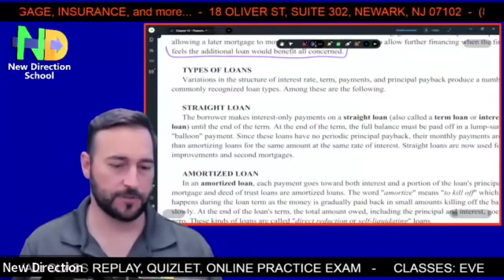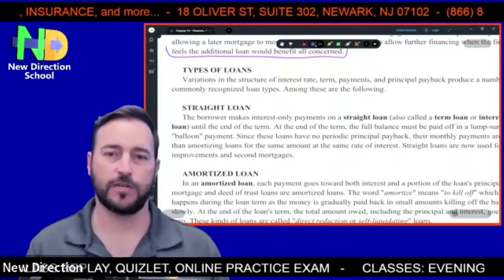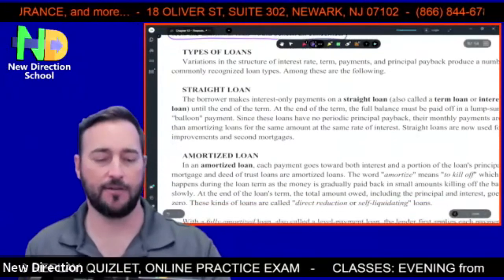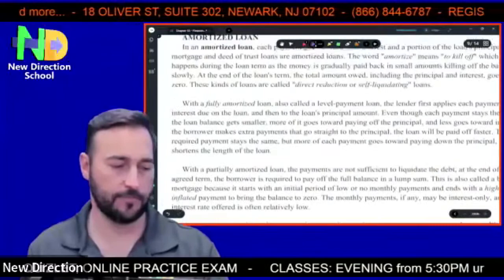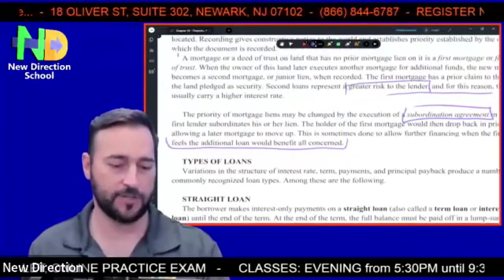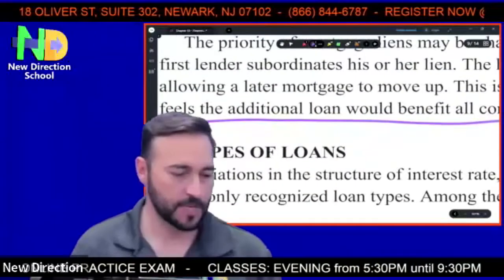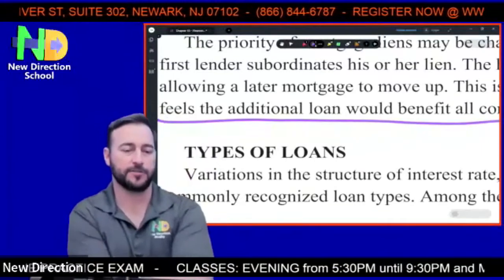Different types of loans. We have straight loans, amortized loans, and we have adjustable rate loans. Hold on, let's go back. Shakira has a question. Why get a second mortgage? It just seems like more debt.